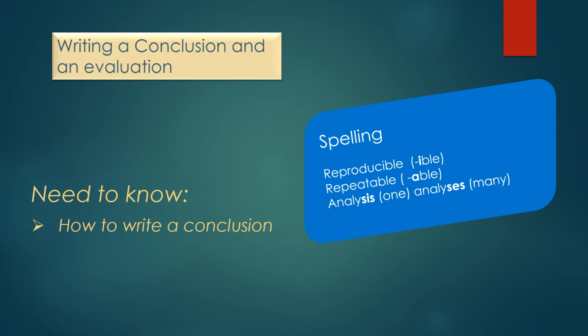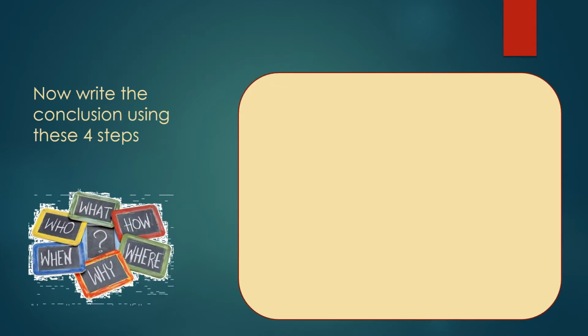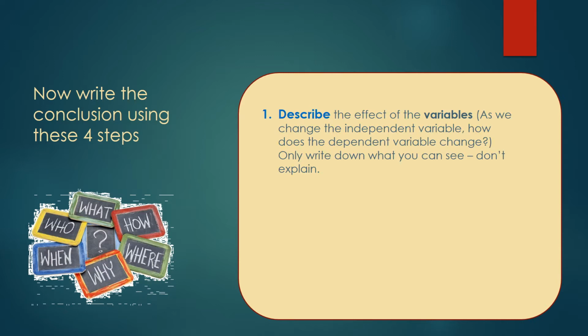The key terms today are reproducible and repeatable, analysis, analyzers, hypothesis, and hypotheses. We're going to be writing our conclusion using these four main steps.